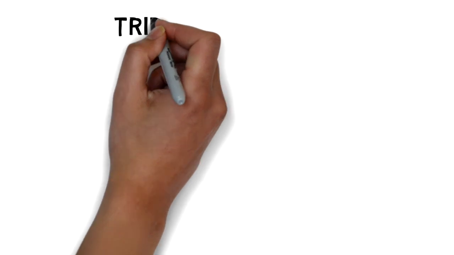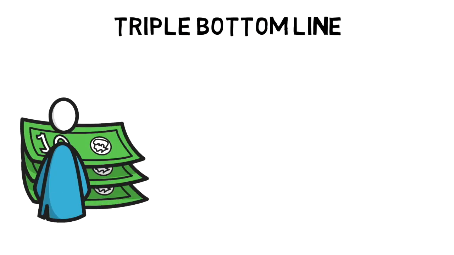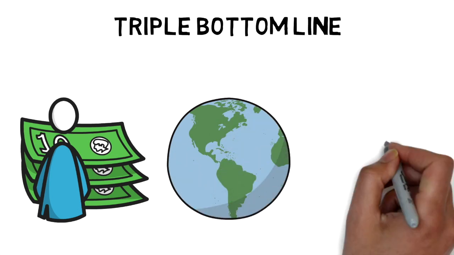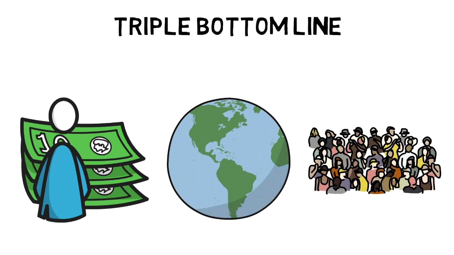Now let's come back to the positive part, sustainability. Sustainability is based on this principle called triple bottom line. Sustainability focuses on getting profit while also caring for the planet and the people, thus the name triple bottom line.